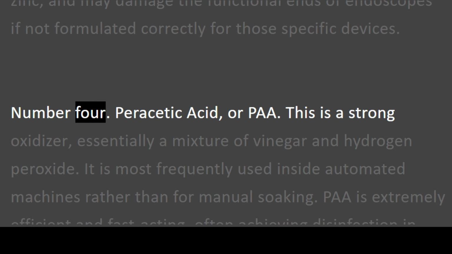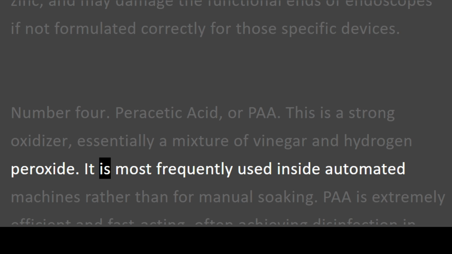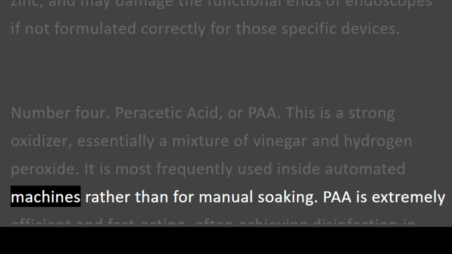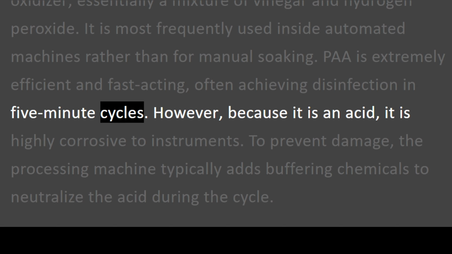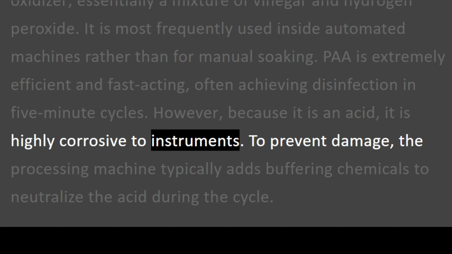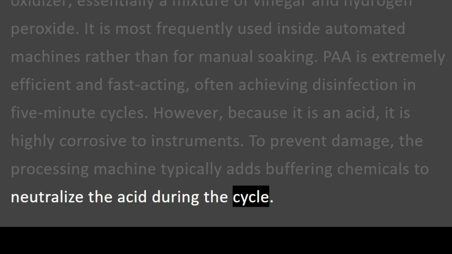Number 4. Peracetic acid, or PAA. This is a strong oxidizer, essentially a mixture of vinegar and hydrogen peroxide. It is most frequently used inside automated machines rather than for manual soaking. PAA is extremely efficient and fast-acting, often achieving disinfection in 5-minute cycles. However, because it is an acid, it is highly corrosive to instruments. To prevent damage, the processing machine typically adds buffering chemicals to neutralize the acid during the cycle.